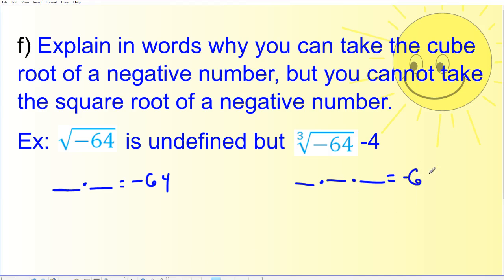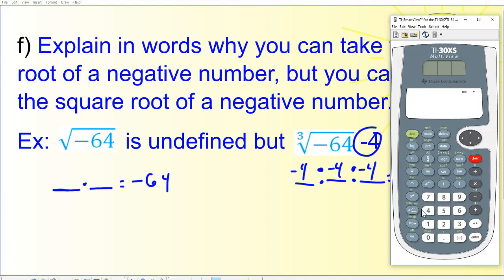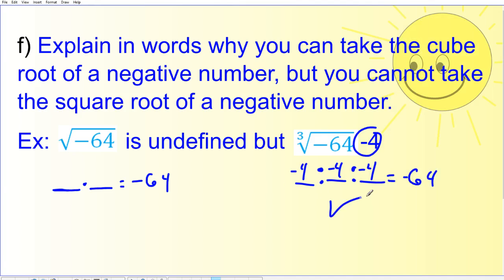Make it a little bit prettier. Now, it says we know the answer here is negative 4. Negative 4 times negative 4 times negative 4 is negative 64. Negative 4 times negative 4 times negative 4 equals 64. Okay? Check. So what the heck is wrong with this?